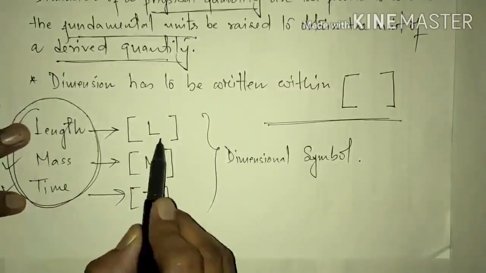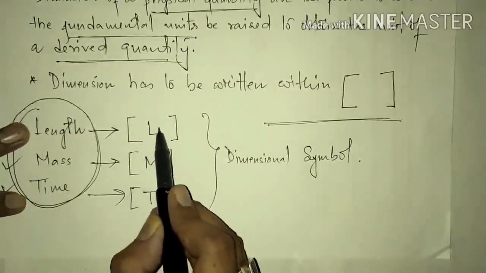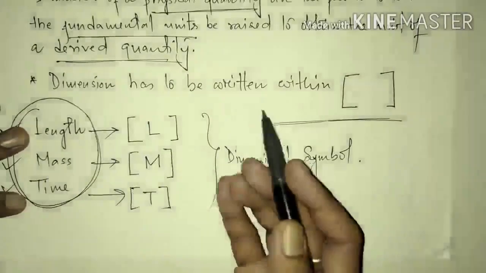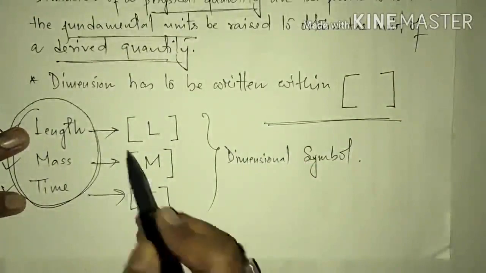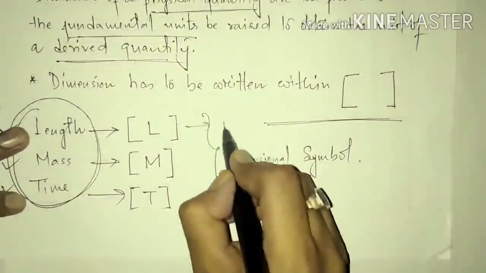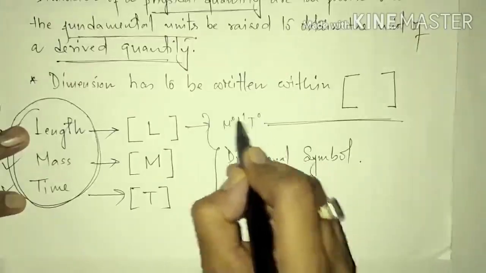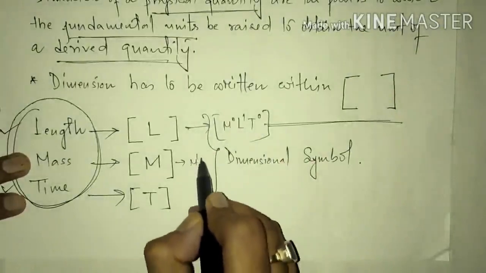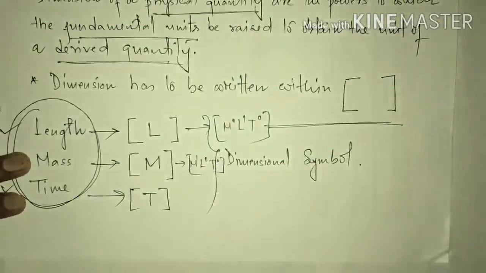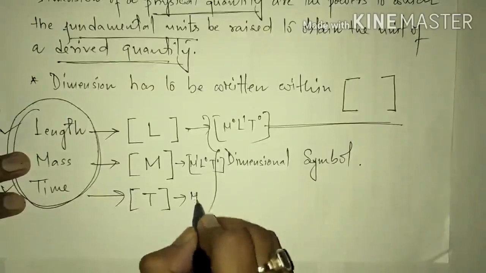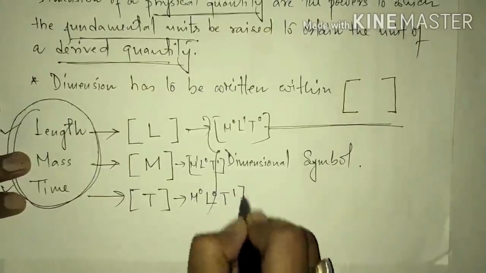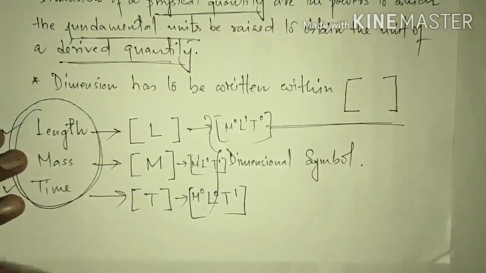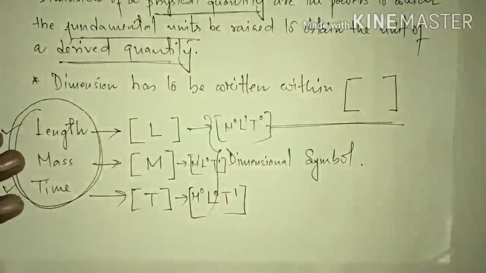When I have represented the length, I can even write L to the power 1, M to the power 0, T to the power 0, because while representing length, I need not depend on mass and time. So even I can represent like this, or even I can say M to the power 0, L to the power 0, T to the power 0. For representing the dimension of mass, I can even write M to the power 1, L to the power 0, T to the power 0. For representing the dimension of time, I can say M to the power 0, L to the power 0, T to the power 1. There is no harm. Fine? So this is what is called dimensional symbol.